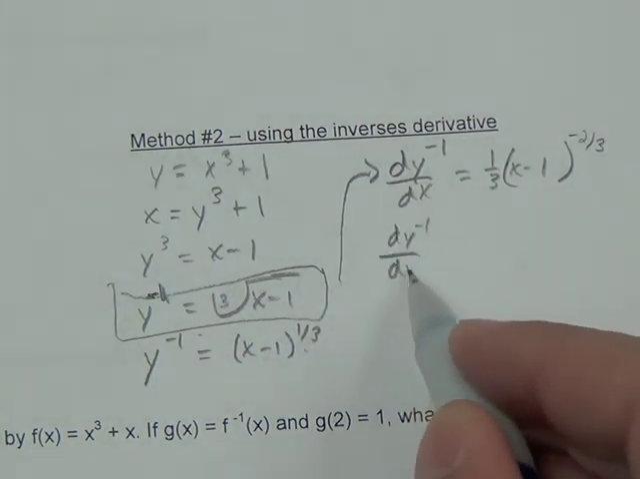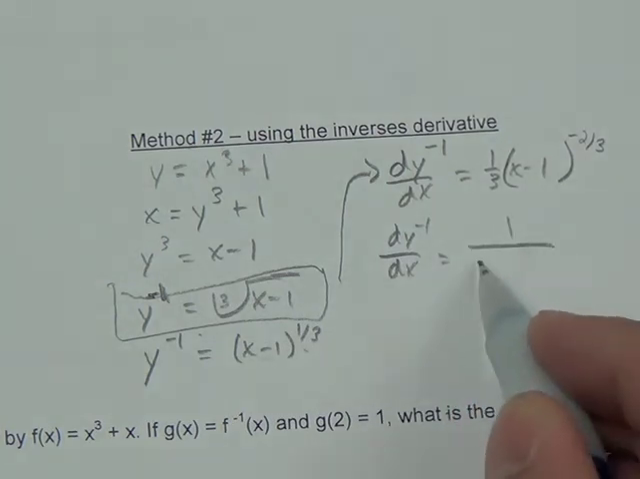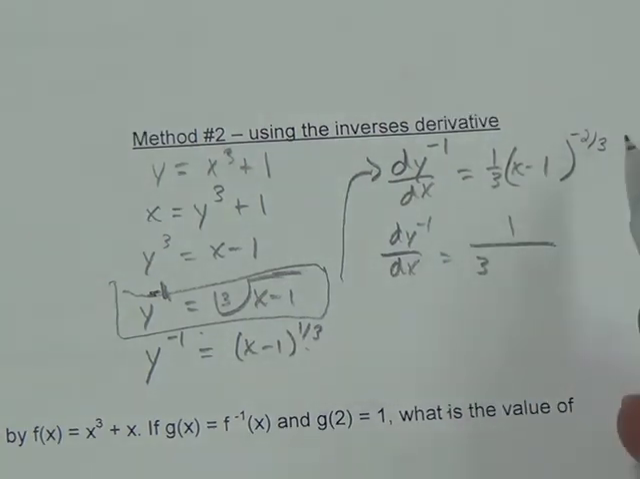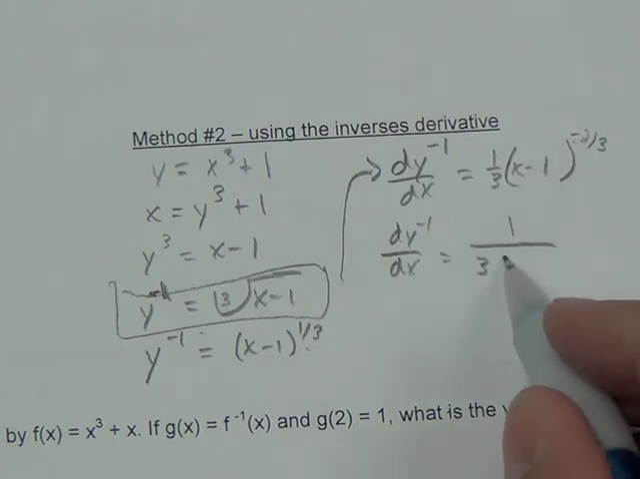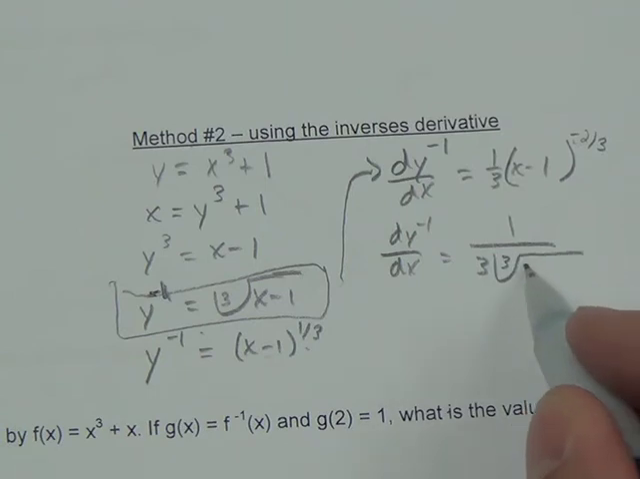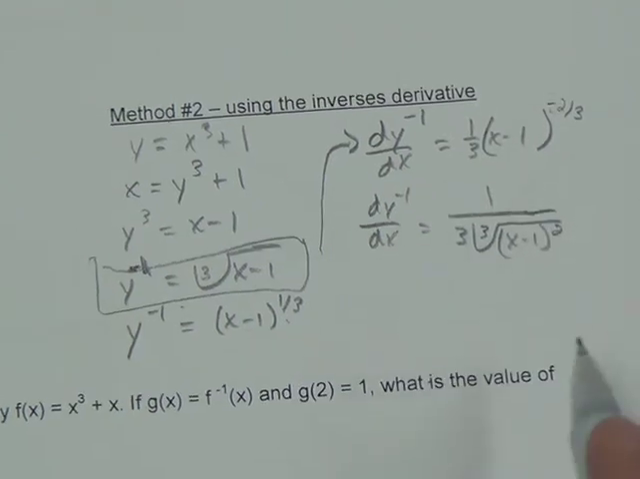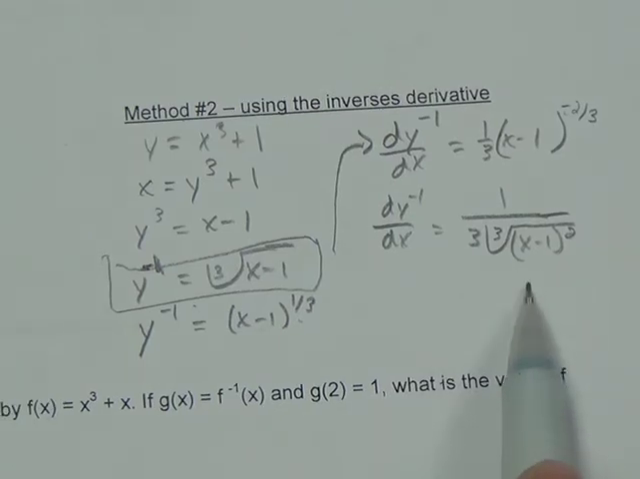Simplify. So you'll have your 1/3 negative power, a lot of fraction practice today. Put it into your denominator, and it's the cubed root of x squared in your denominator. So the cubed root of x minus 1 squared. That's your derivative of the inverse.